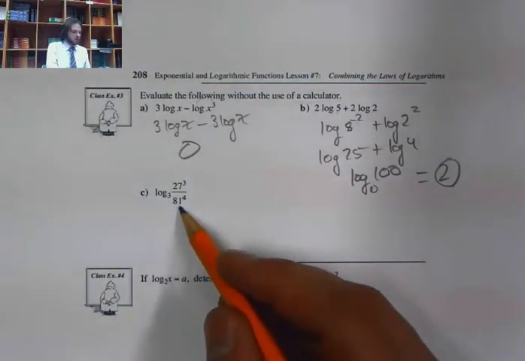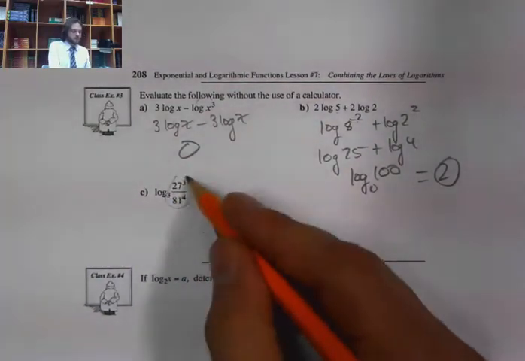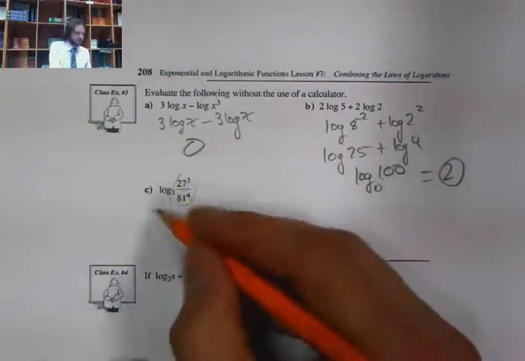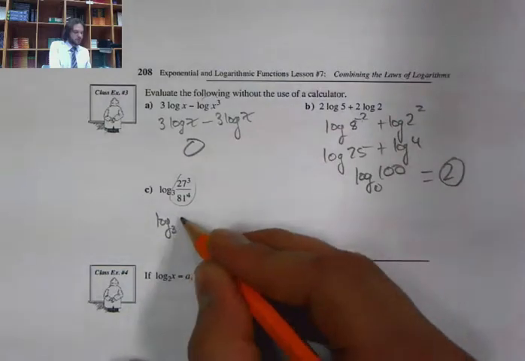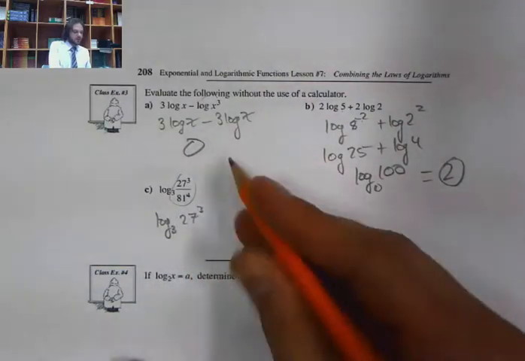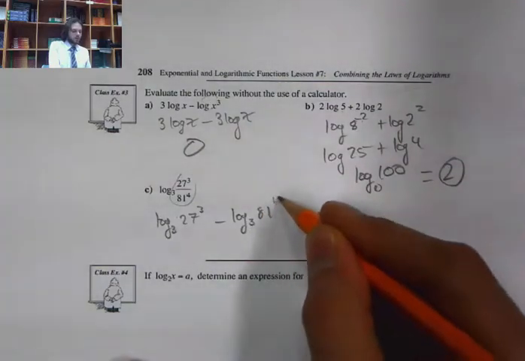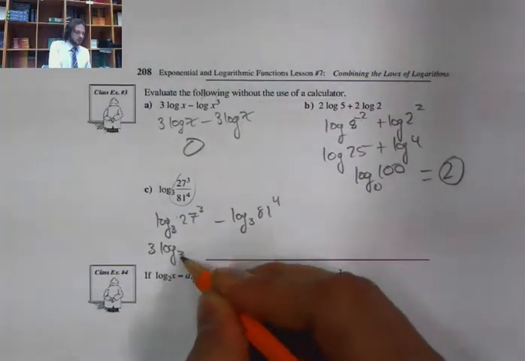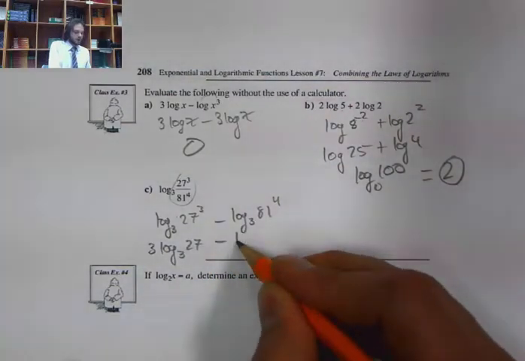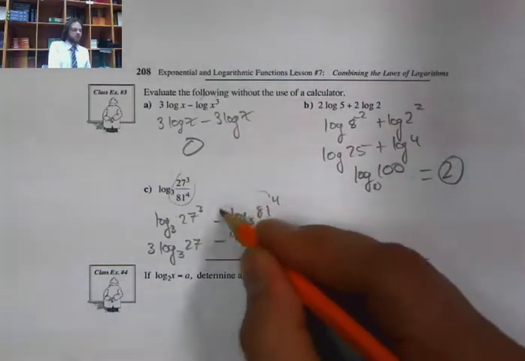Oh, well, we want this one. It's in base 3, and we want to try and get this one without the use of a calculator. So I'm going to separate them first. This is a very big number, I don't like that number, so I'm going to separate. So I'm going to have log base 3, 27 to the 3, subtract log base 3, 81 to the 4. Okay? So I'm going to put this 3 in front, so I have 3 log base 3, 27, subtract 4 log base 3, 81. I move this one in front.